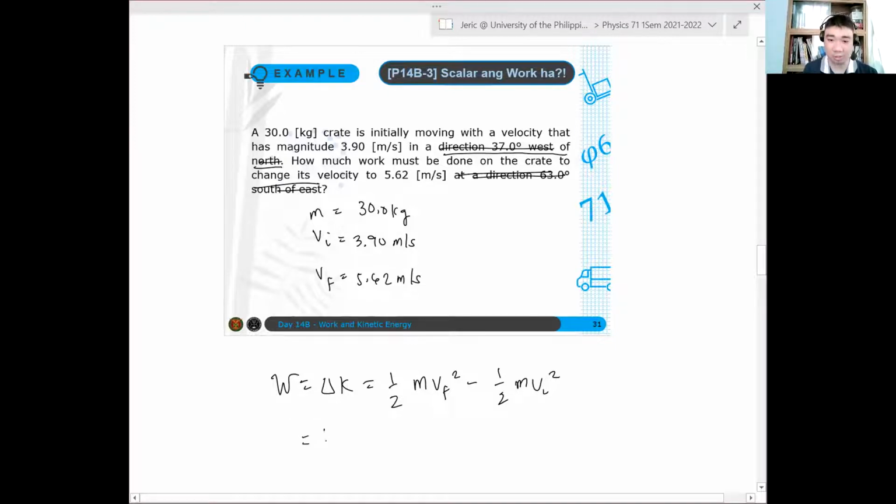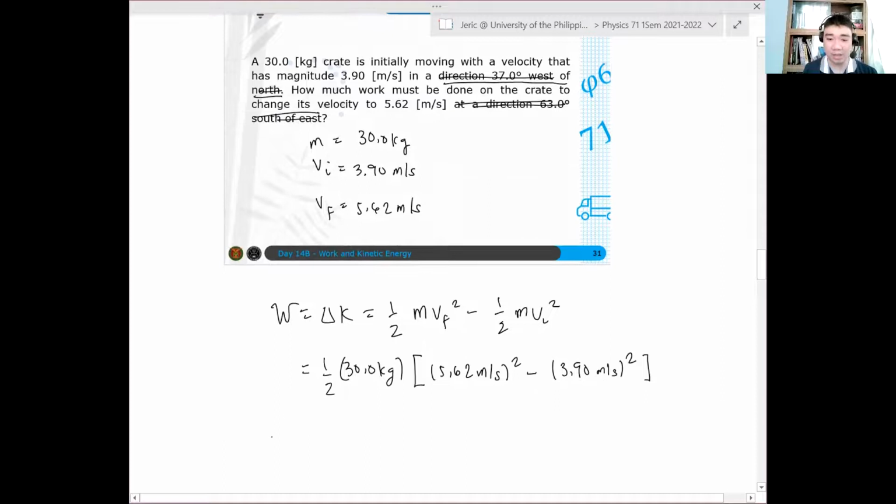So this is just equal to 1/2 times 30.0 kilograms multiplied by the final velocity squared, which is 5.62 meters per second quantity squared, minus the initial velocity, which is 3.9 meters per second quantity squared, and we get something like a work done. The total work done for it to change its speed to 5.62 meters per second is 245 joules. That is the answer.